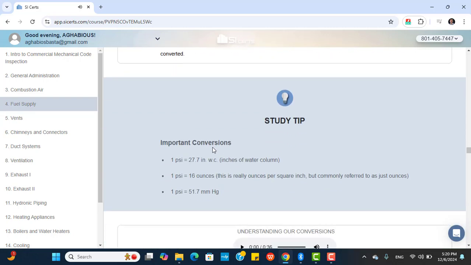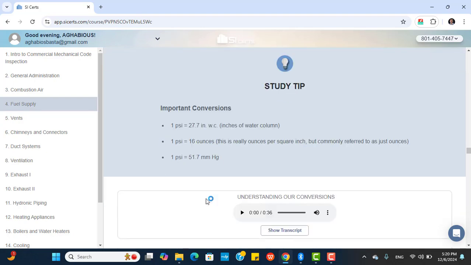Study tip. Important conversions. 1 psi equals 27.7 inches of water column. 1 psi equals 16 ounces. This is really ounces per square inch, but commonly referred to as just ounces. 1 psi equals 51.7 millimeters of mercury.